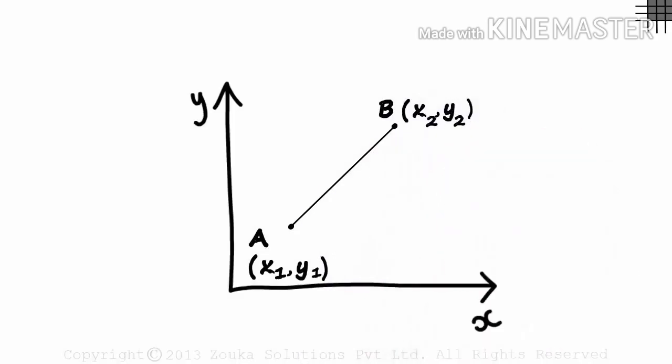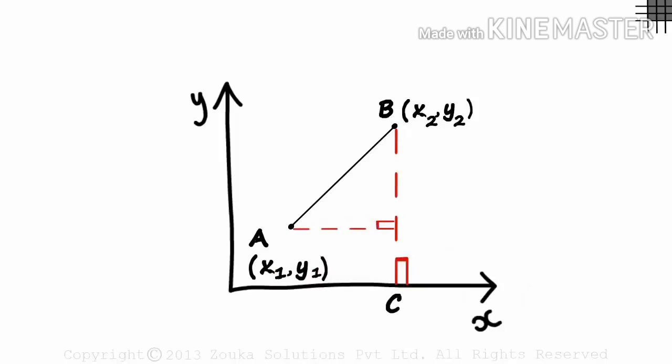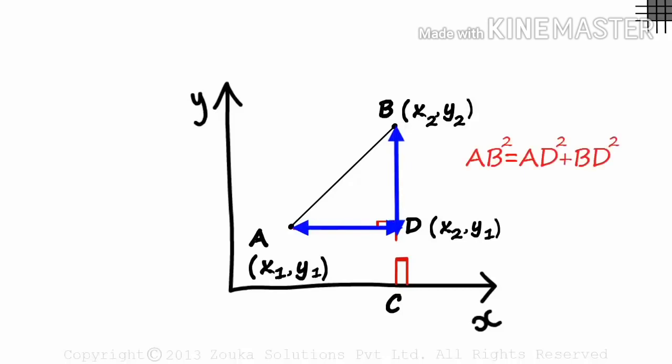To get the length of AB, we need to form a triangle in which AB is the hypotenuse. So we drop a perpendicular to the x-axis and then draw another perpendicular to BC. So the coordinates of point D would be x2, y1. x2 will be here on the x-axis and y1 will be here on the y-axis. Now we find the lengths of AD and BD and then use Pythagoras theorem to find the length of AB.